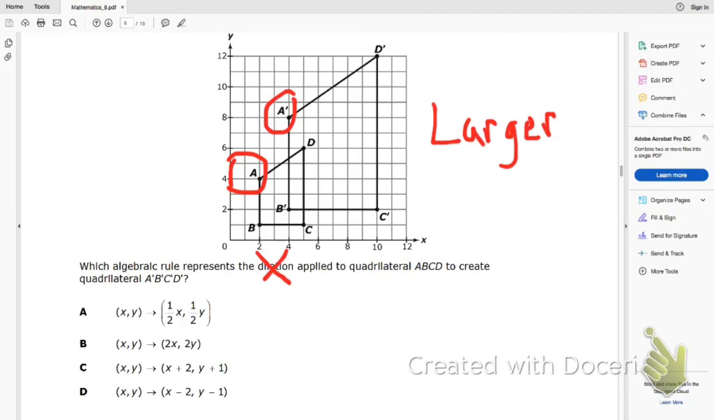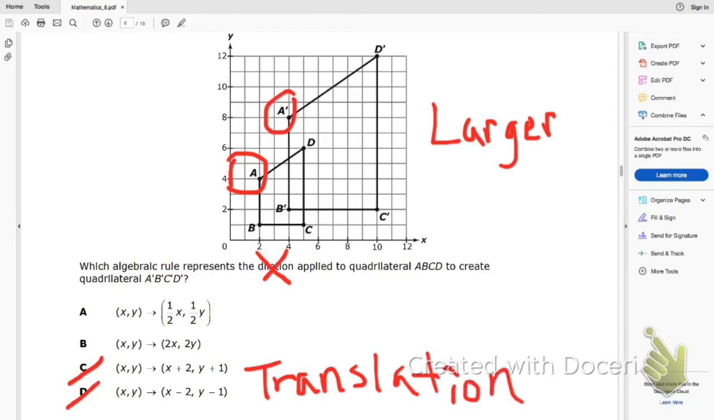Knowing that information, I can also eliminate C and D, because these are both translations. Translations add, so we use add or subtract. Now we're left with 1/2 x, 1/2 y, and 2x, 2y. In order for an object to become larger, the scale factor needs to be greater than the number 1. 1/2 is not greater than 1, so the only answer that makes sense is B.